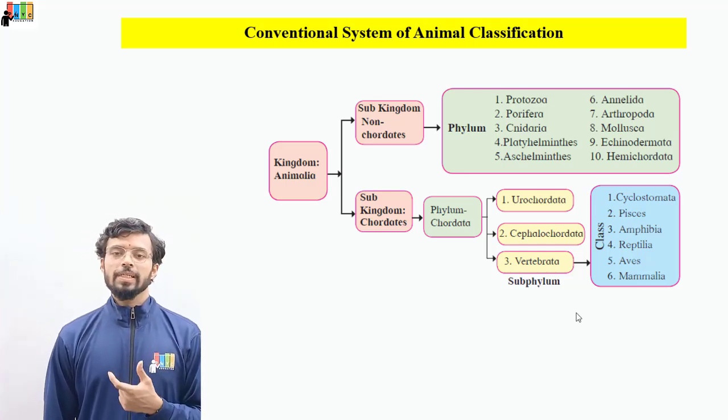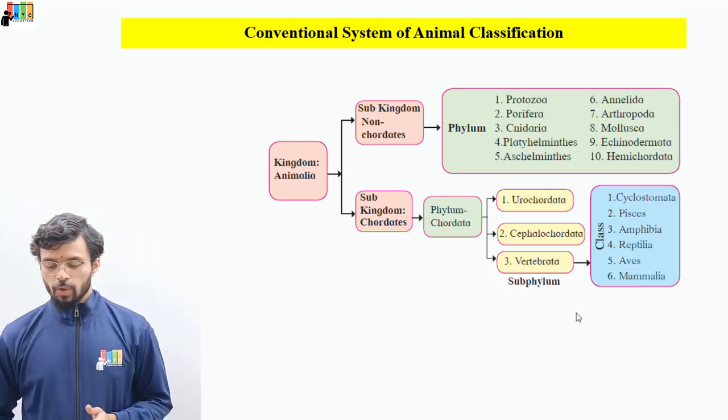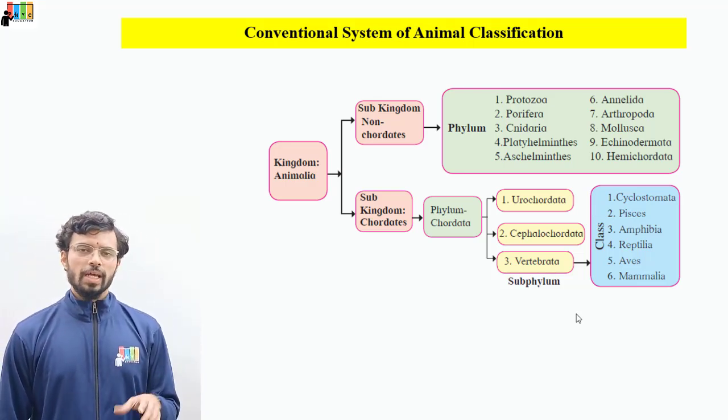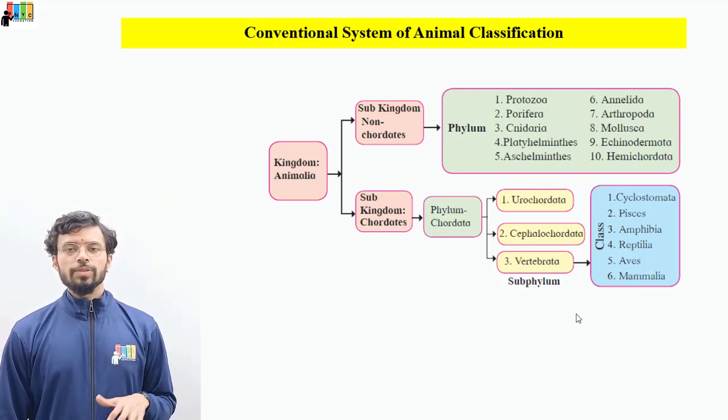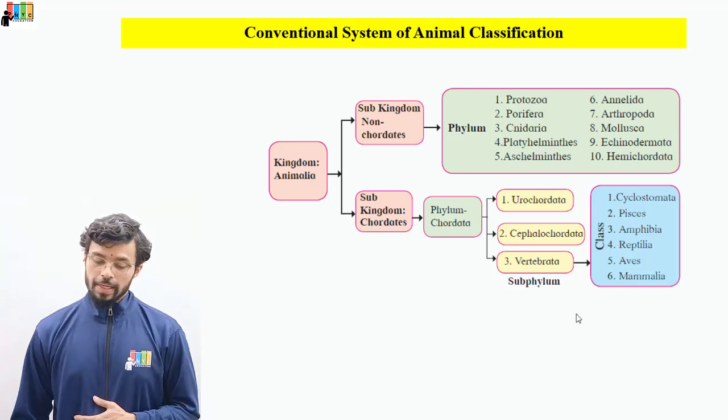So the presence of a mammary gland makes you classified under this class of Mammalia. So all the mammals that you see around, dogs, cats, cattle, humans, bats, all of them belong to this class of Mammalia.